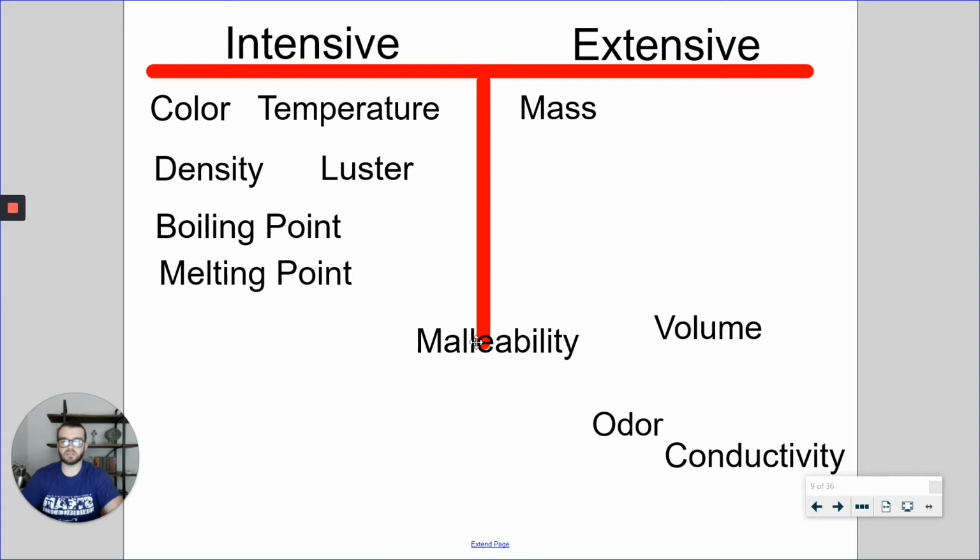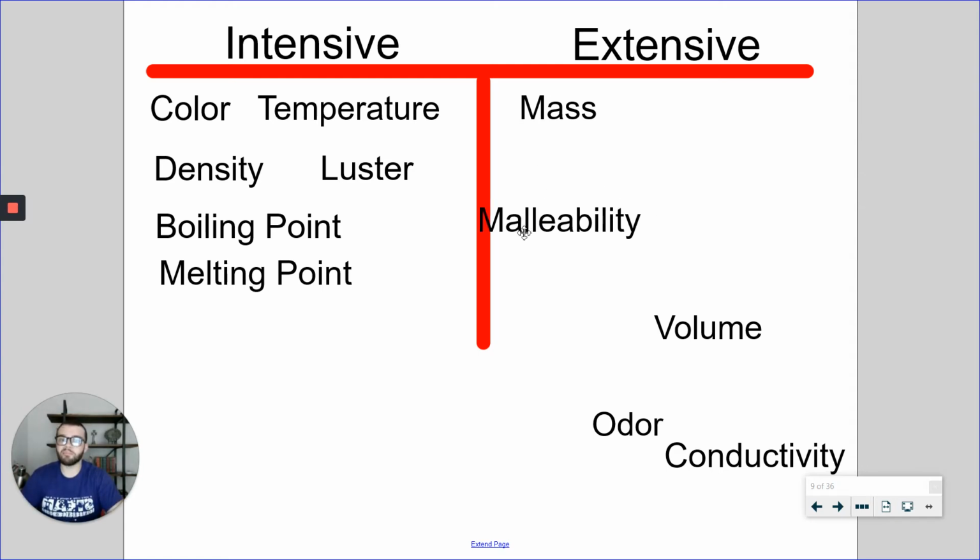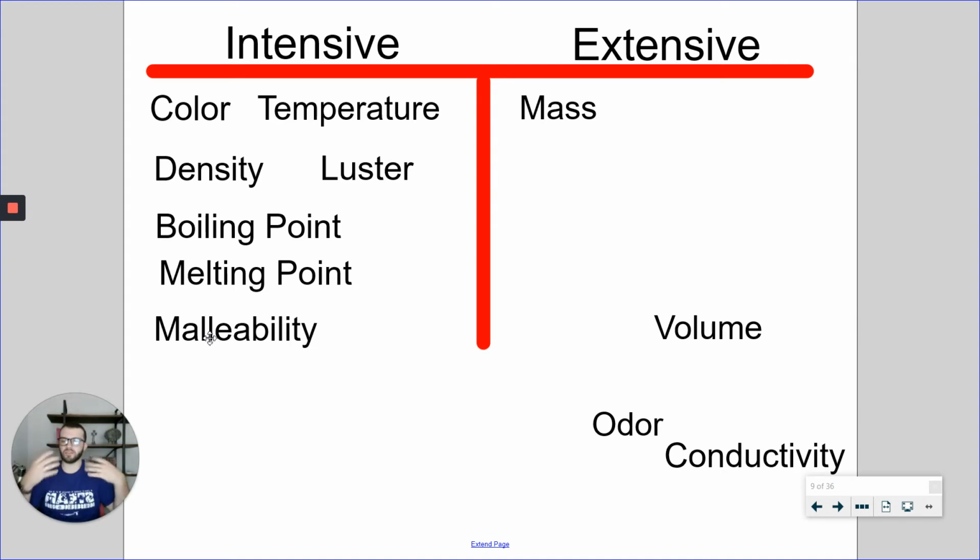Malleability. Now some people can make the argument that if you have a big piece of something, it'll be easier to bend. And that logic kind of makes some sense, but malleability is an intensive property because it doesn't matter how much you have of something, it'll have the same properties that allow you to bend it and to turn it into something else. It just gets easier for us when there's more of it because we have to think of lever arms, and that's physics, don't worry about that.